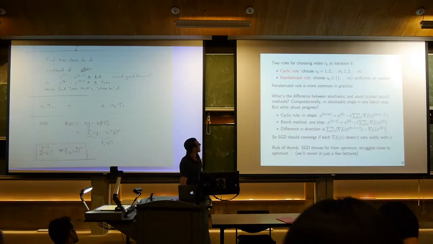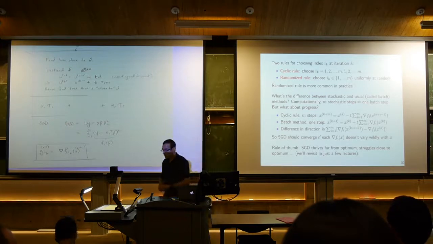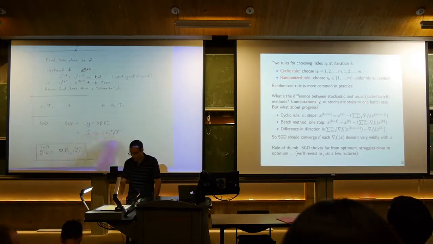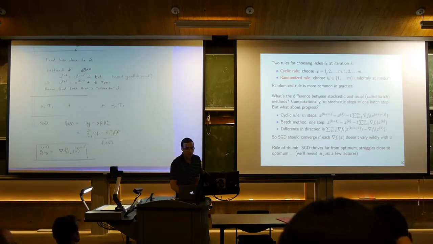So there's two rules for how to choose this index i. I just choose, in the simplest form, one index per iteration. And they are the cyclic rule and the randomized rule. So the cyclic rule, I just pass over my data points one at a time, and I let each of the functions that correspond to those data points, say in regression, tell me in which direction I should be moving. So I just iterate or cycle over 1 through m, etc.